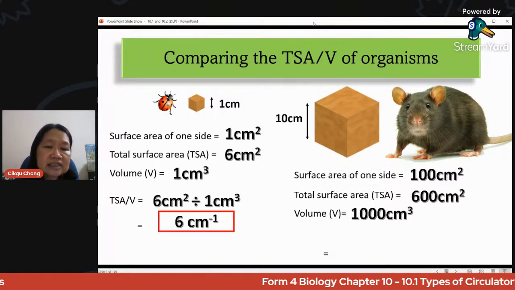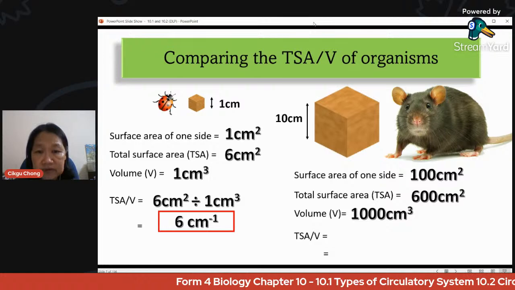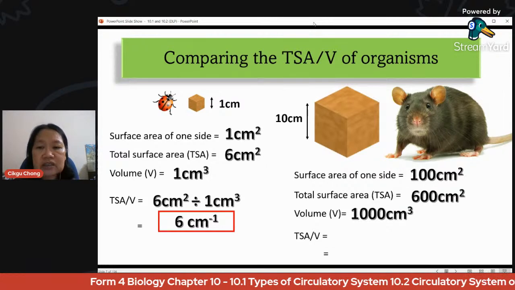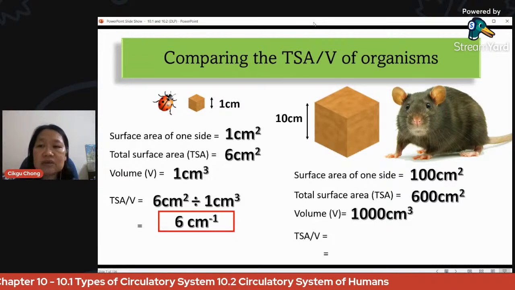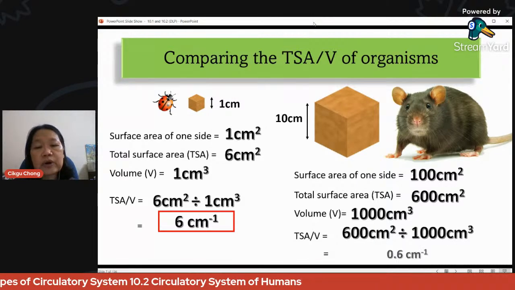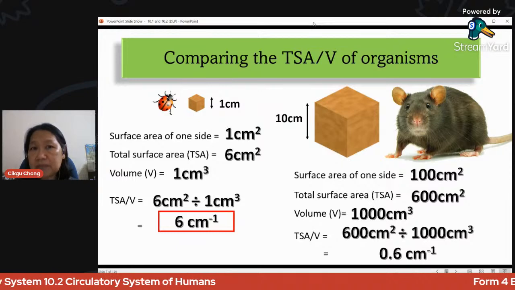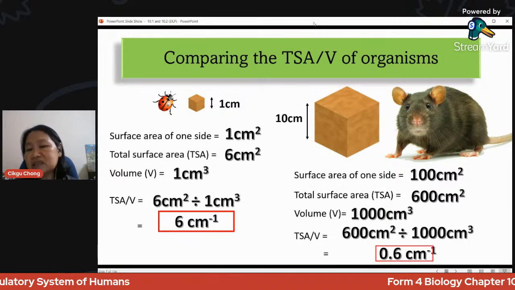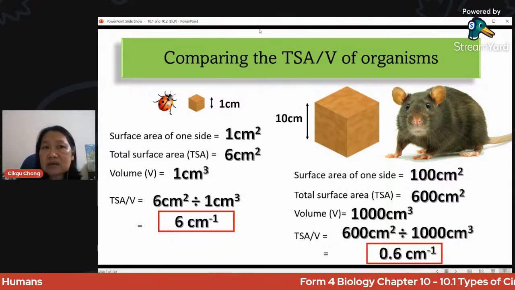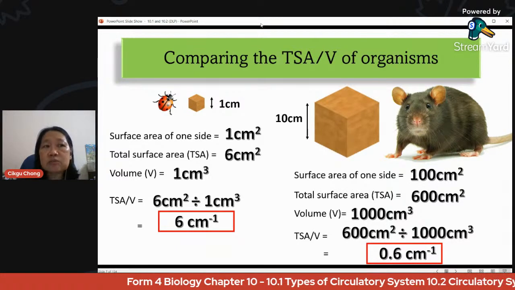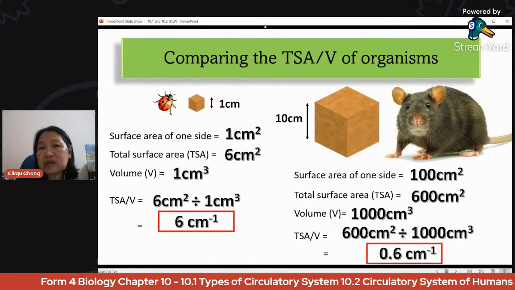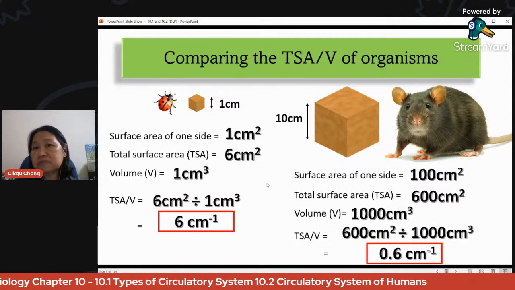Okay, now let's take your TSA and divide by the V. So 600 divided by 1000. You will get 0.6 per cm. Okay, so you can see here very clearly, a bigger organism will have a smaller TSA per V compared to a smaller organism.